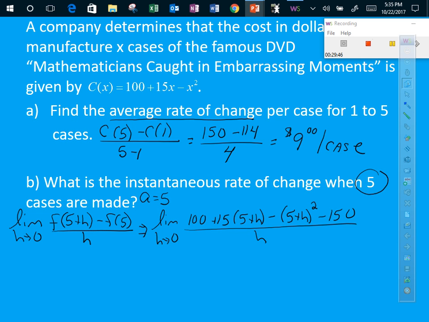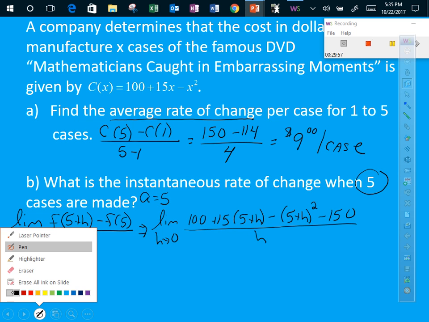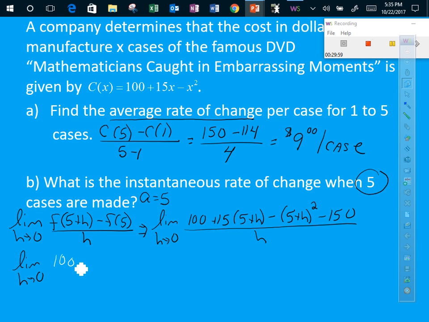And then from there, guys, it's algebra. So it's going to look like this. The limit as h approaches 0. I might switch colors here so they won't blend. I'm going to have 100 plus 75 plus 15h minus 25, because I'm pulling this out now, minus 10h, that times that doubled, minus h squared, minus 150, all over h.